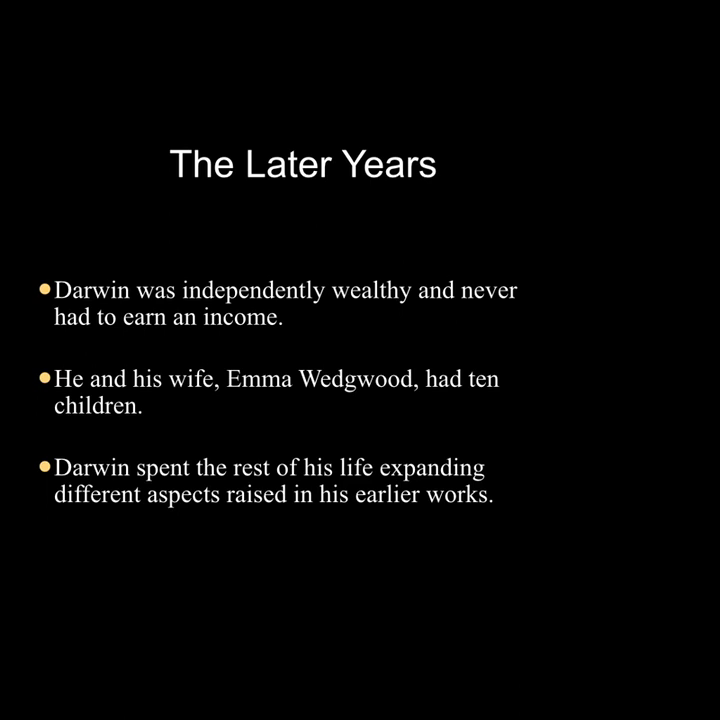In the later years, Darwin was independently wealthy and really never had to earn an income, so he had time to sit around in his study and ponder and write books and so on. He and his wife Emma Wedgwood had 10 children, and Darwin spent the rest of his life expanding different aspects raised earlier from his works.